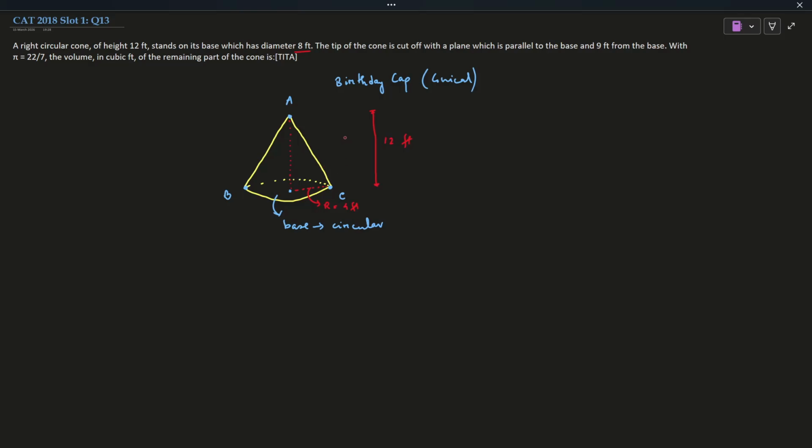Then 9 feet from the base. Let's say this is 9 feet. Total is 12 feet, so this will be 3 feet. That means the cone is cut parallel to the base at 9 feet from the base. So this is, let's say, the plane. Now let me denote these points A, B, C. Let's say this is D, this is E, this is F. Now I have a right triangle like this.